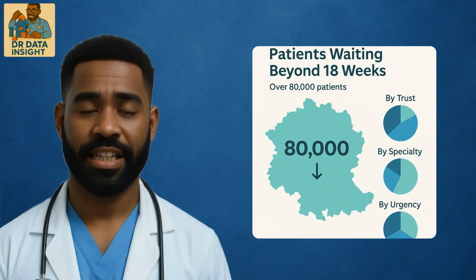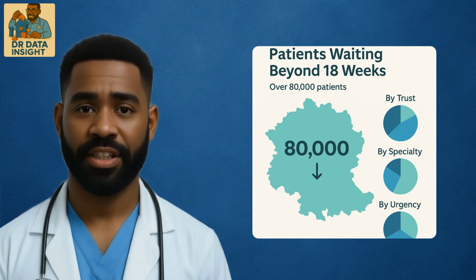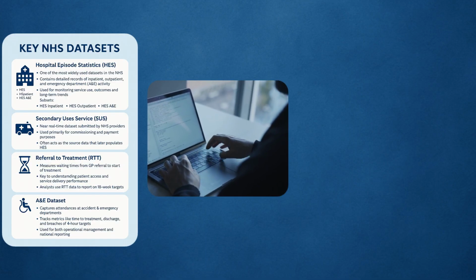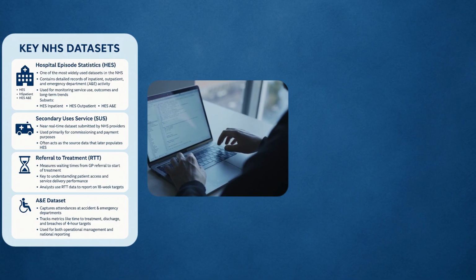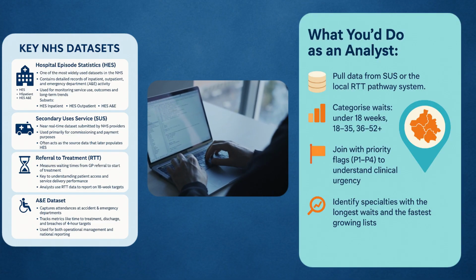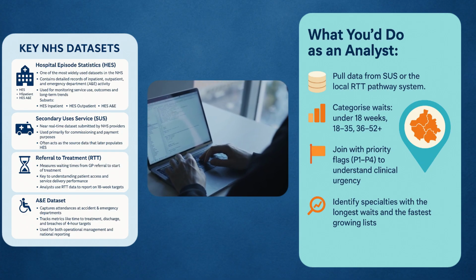Here is another situation requiring applied analytics. Your ICB has over 80,000 patients waiting beyond the 18-week referral to treatment standard. Leadership needs a breakdown by trust, specialty, and urgency. What you do as an analyst: pull data from SUS or the local RTT pathway system. Categorize waits into different waiting time categories, e.g., under 18 weeks, 18 to 35 weeks, and so forth.